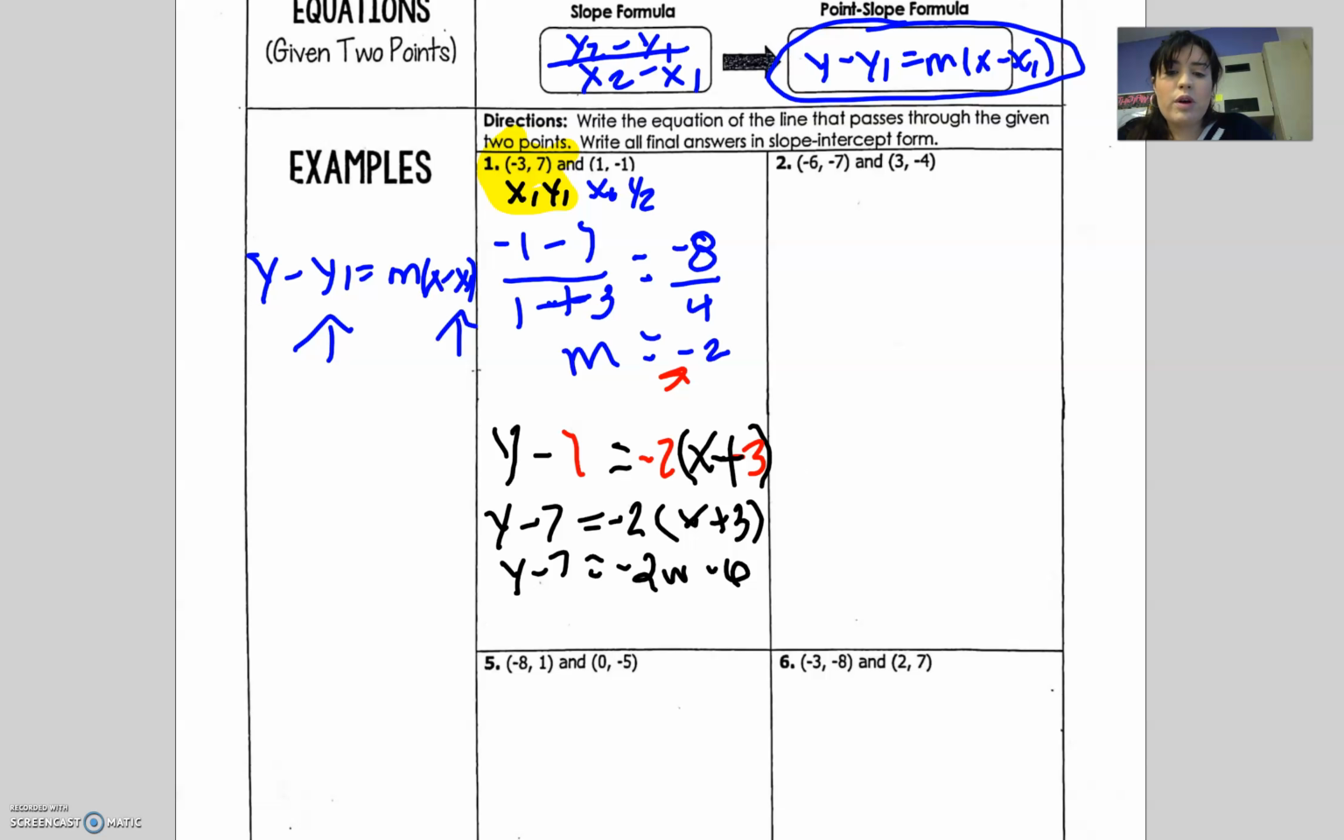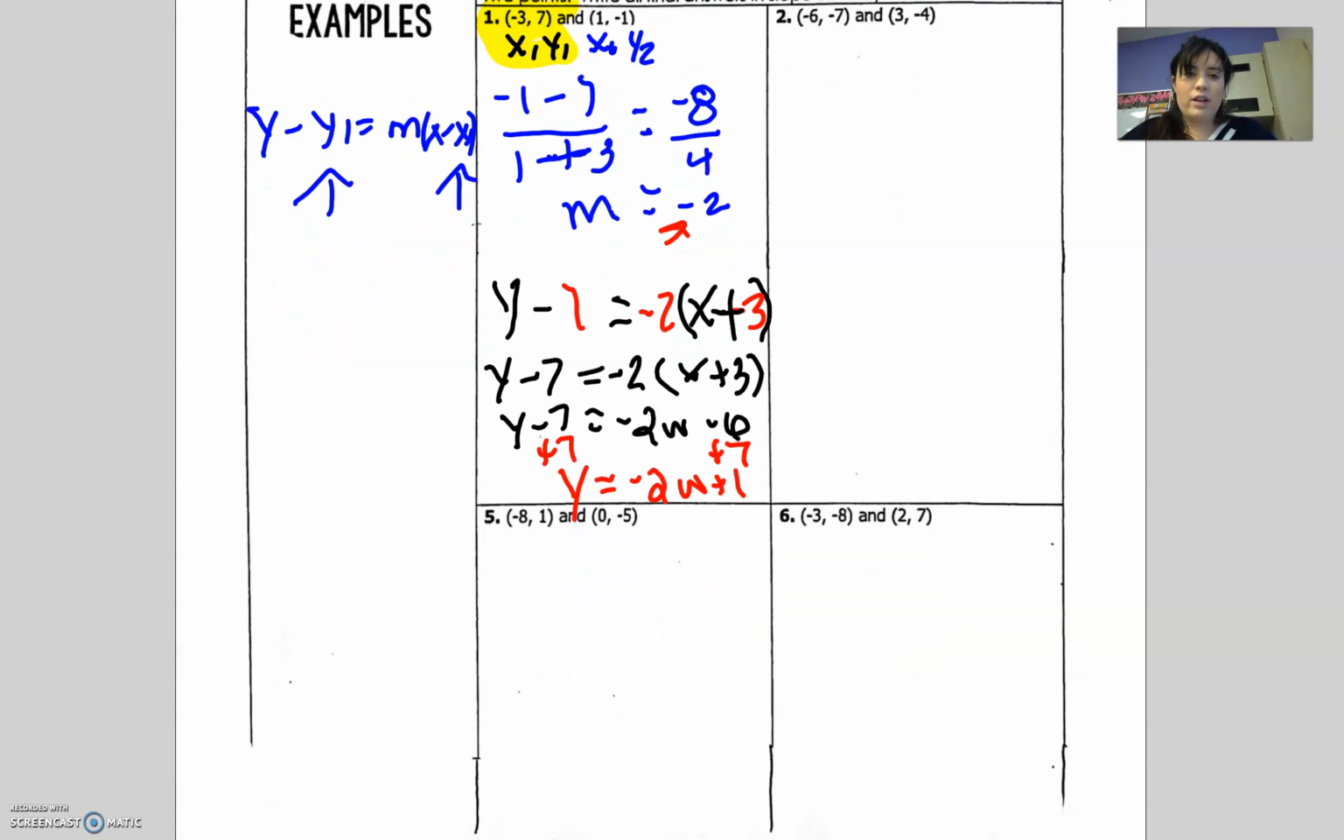So now that we distribute, our last step is to solve. So we're going to bring that minus 7 over. So we're going to add 7. And we get y equals negative 2x plus 1. And that's our answer. I'm going to go down here and I'm going to do number 5. And I want you guys to do 2 and 6 on your own.